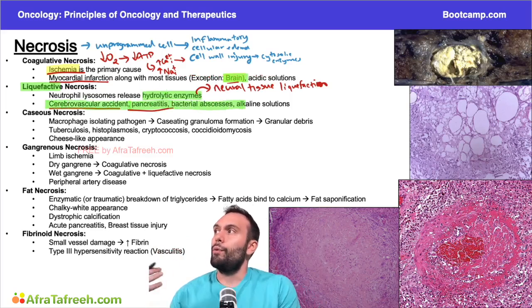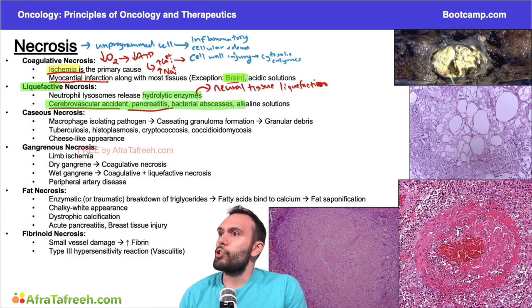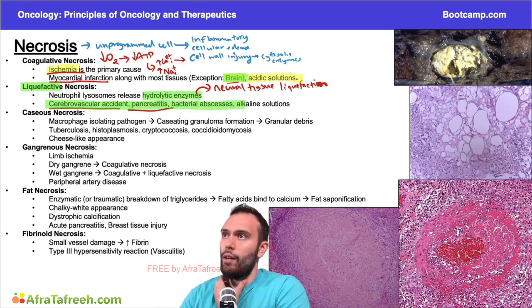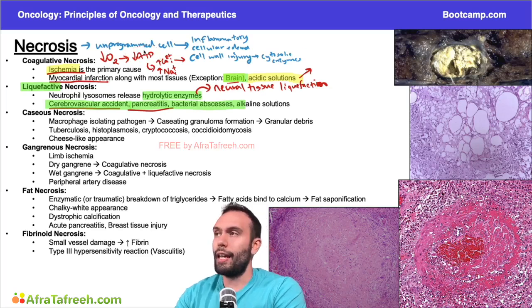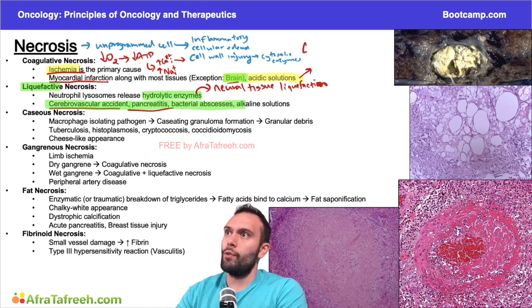Now, occasionally, they'll ask about acidic solutions versus alkaline solutions. So acidic solutions tend to be more with coagulative necrosis. And if you watch the video on cellular injury, you remember when you have hypoxia, eventually what happens is because of this decreased ATP, you can't get down to the electron transport chain. So you shunt a lot of your glucose down into glycolysis to eventually form lactic acid. This lactic acid leads to a lactic acidosis.